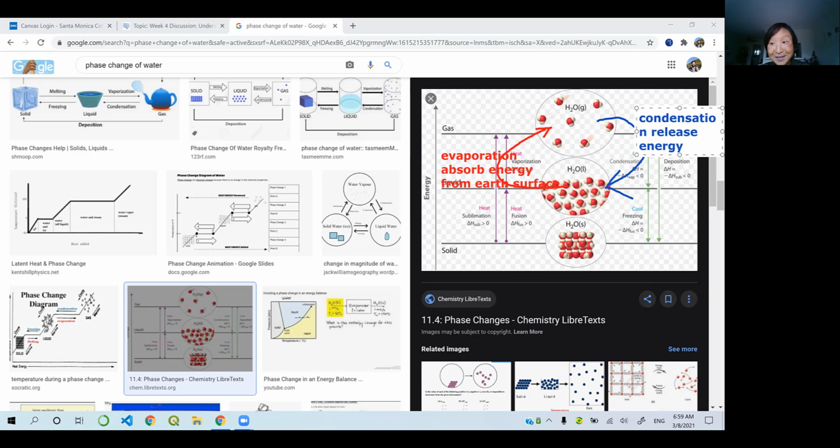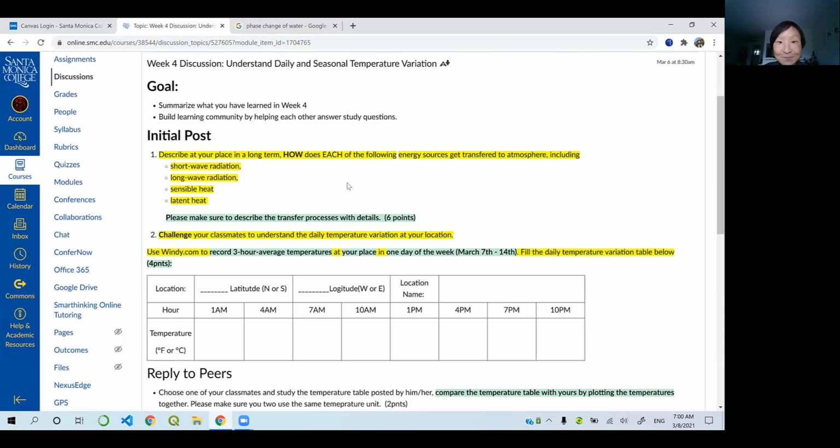Because your gas is in the air, in our atmosphere, this is how you transfer latent heat from the ground, from our surface, all the way to the air. You absorb the heat from the ground and release that latent heat in the air. Okay, so let me clear my drawings and go back to our discussion.